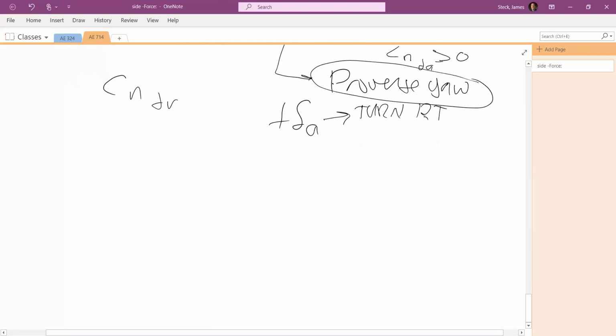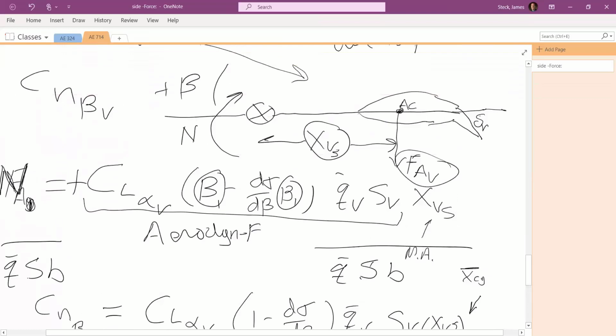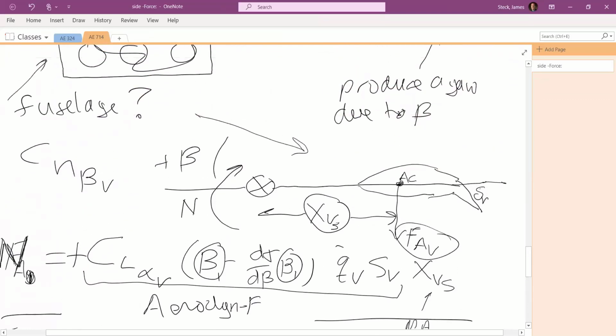All right, so then the last one we need to do is this one, Cn delta R. And that's the yaw due to the rudder. And that's where we can even go back up here and look at our picture from before. That's why I drew a rudder. If you see this rudder deflection that we had from before, we talked about side force due to rudder is like that, right? So which way is that going to yaw the airplane? It's going to give us a negative yaw.